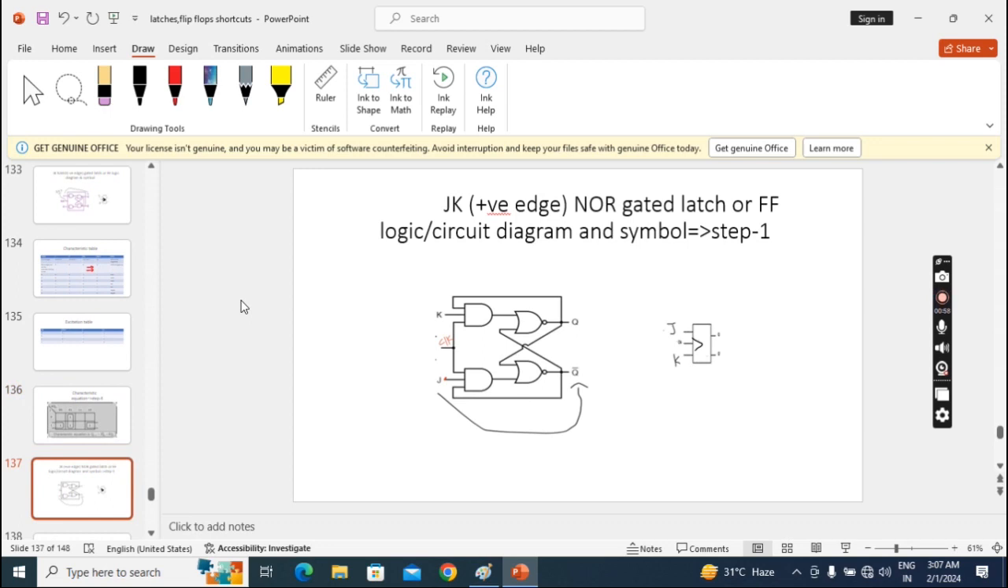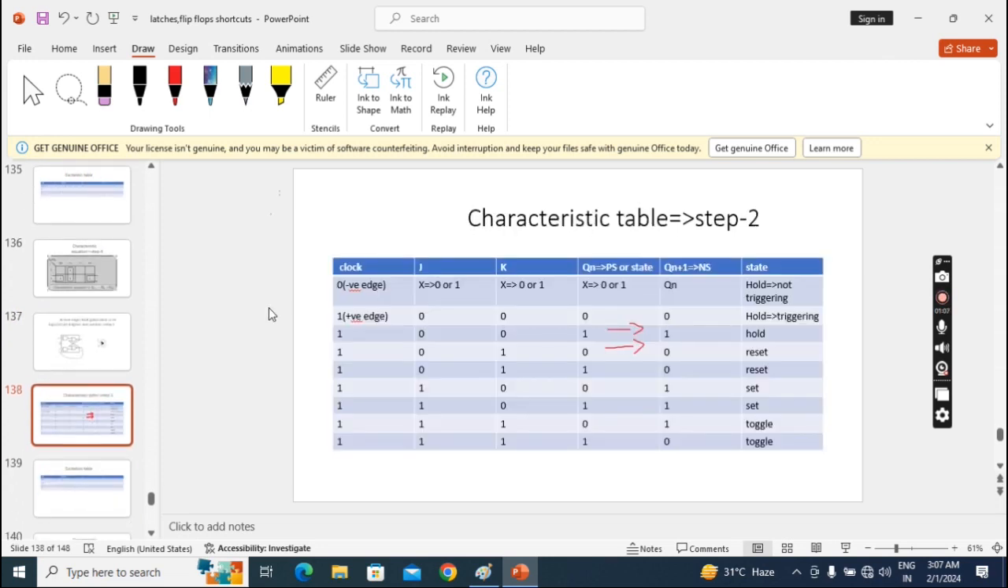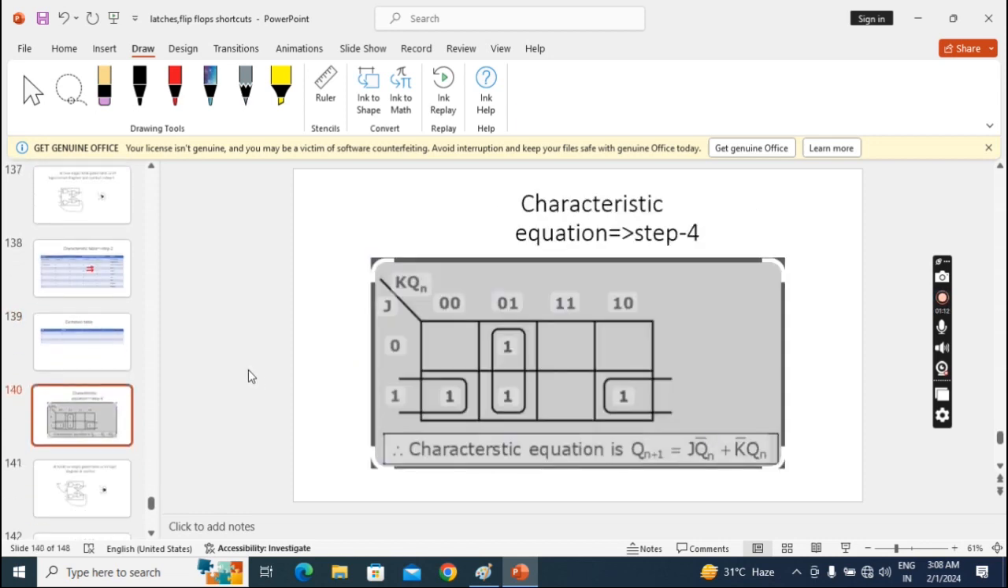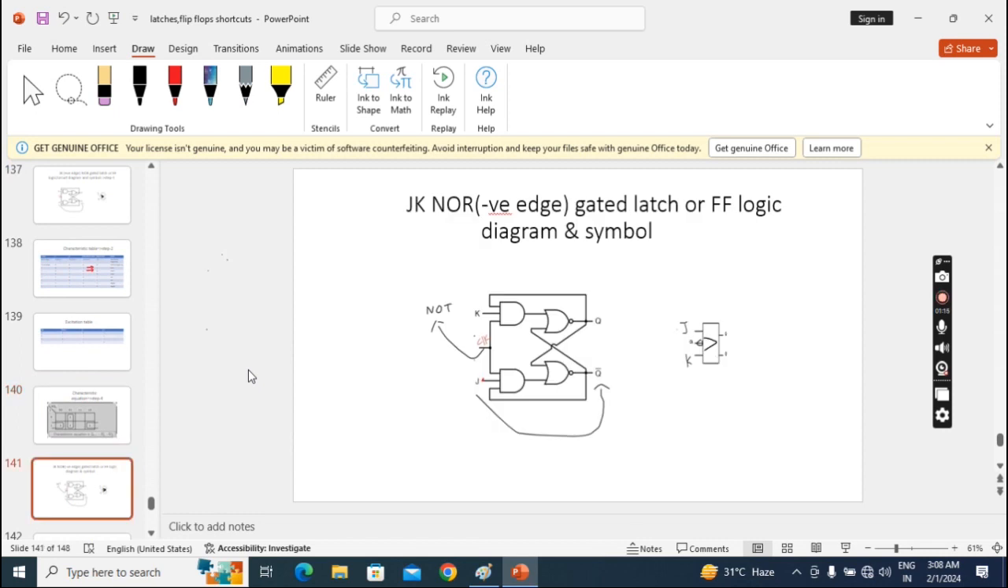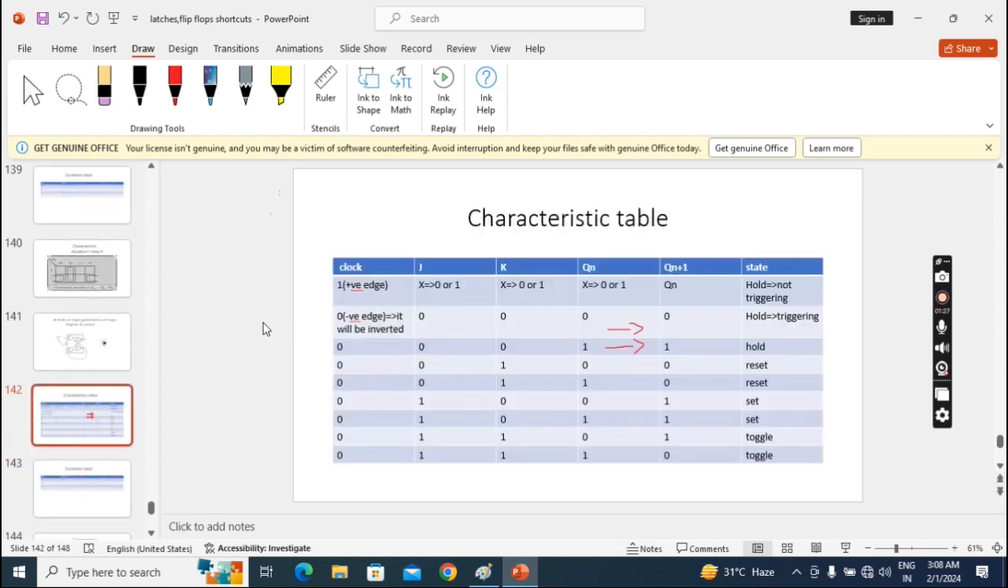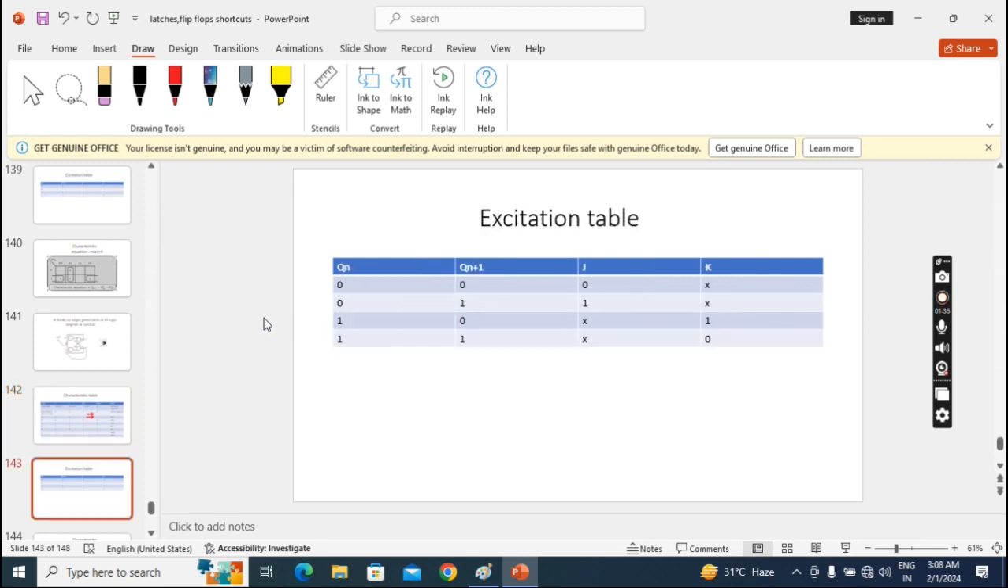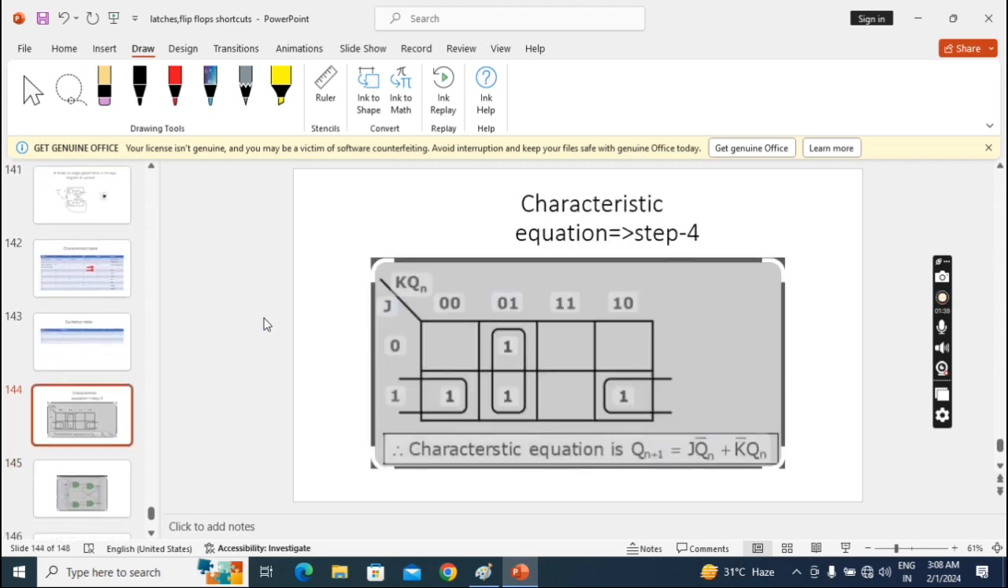Now with the NOR latch part and positive edge, the circuit will change, and here the triangle will come. This is the same as the latch, that works with levels, and this works with edges. The tables are the same as the latch. Now with the negative edge NOR latch part, here a circle and triangle will come, and here a NOT gate will come. This is the same as the latch, just that works with levels and this with edges. The excitation table and characteristic equation are also the same.